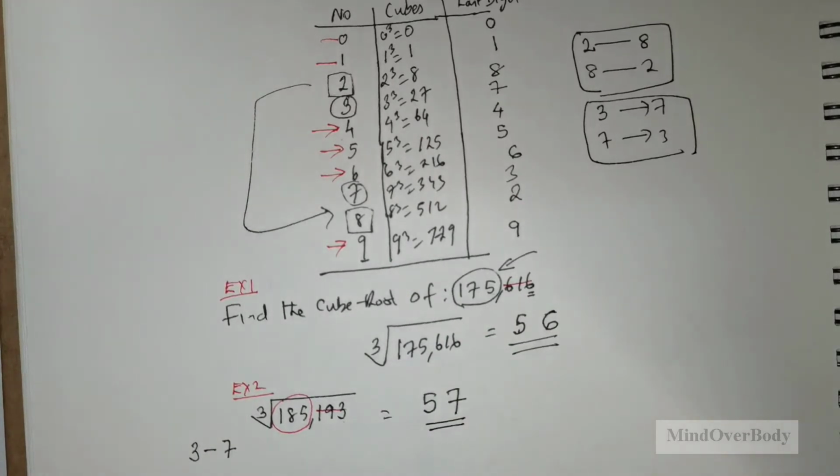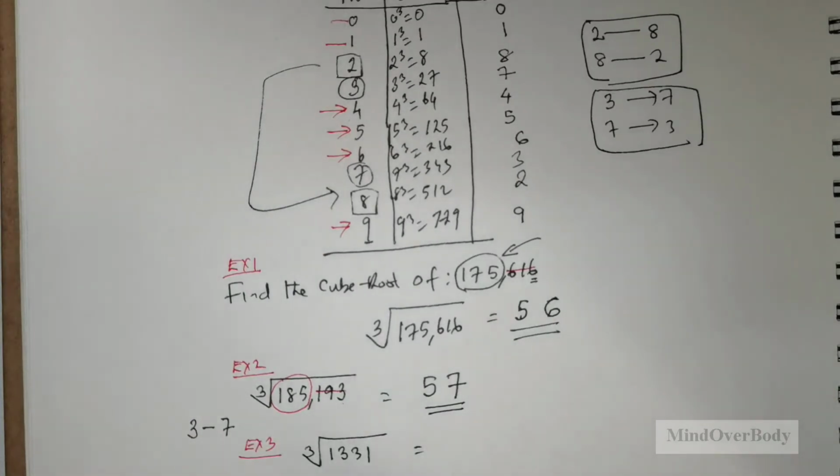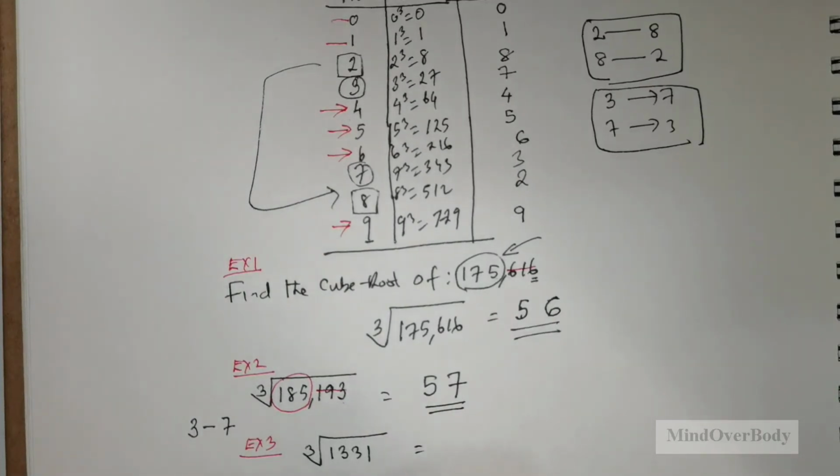Now let us go to another example. We are asked to find the cube root of 1331. So look for the last digit. It ends with 1.